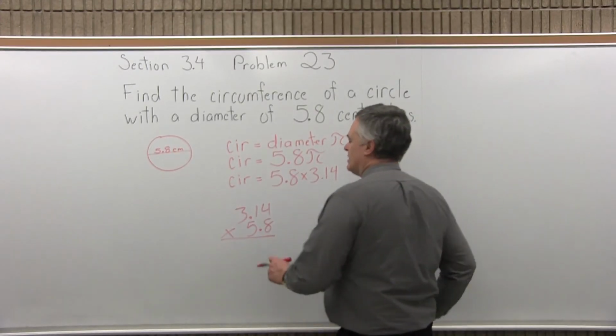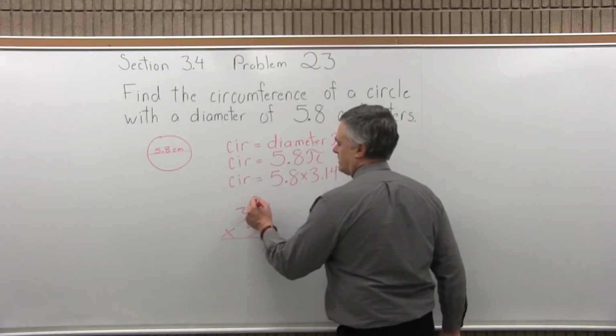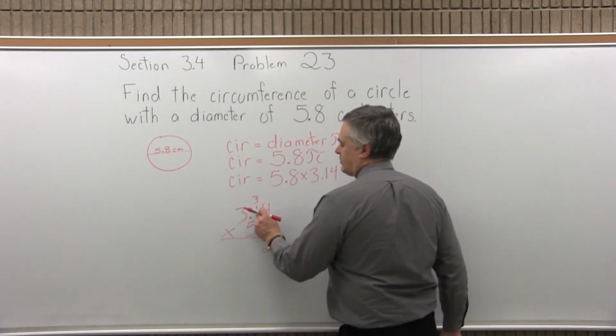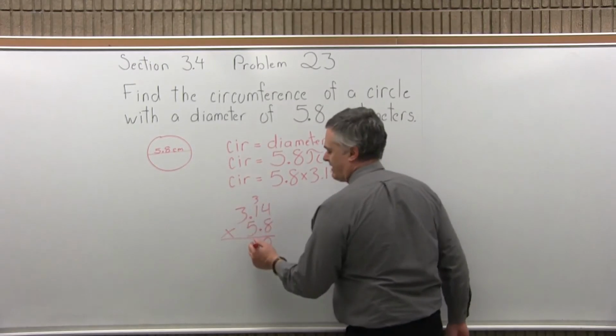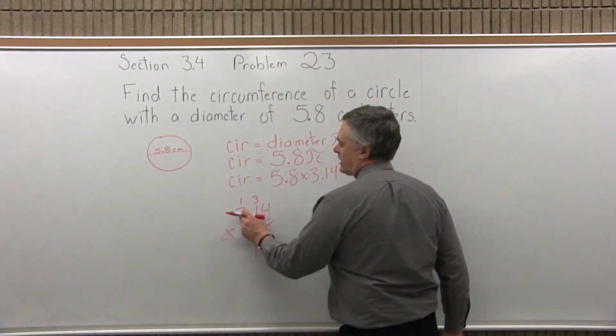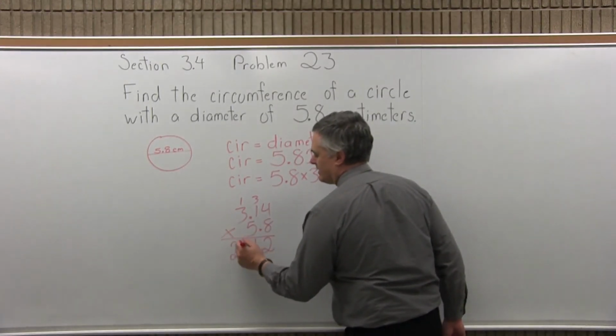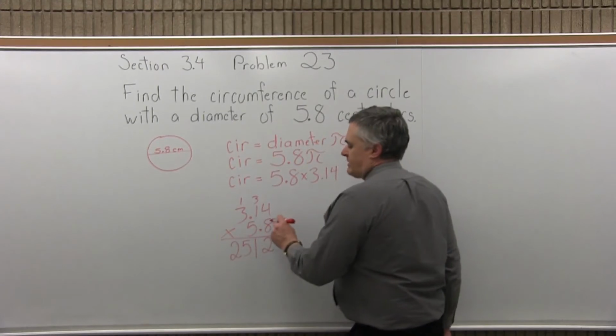So 8 times 4 is 32. Write the 2, carry the 3. 8 times 1 is 8, plus the 3 more that you carried is 11. Write the 1, carry the other 1. 8 times 3 is 24. 24 plus 1 more that you carried is 25. That takes care of the 8.